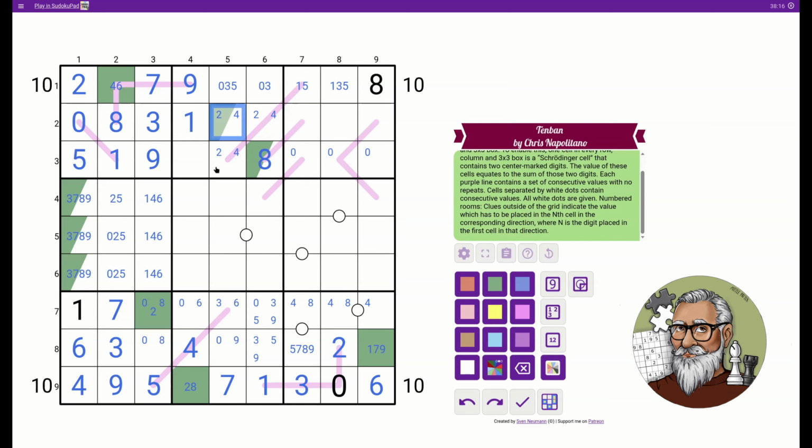I just realized that I've made a mistake. Okay. I said that these are 4 and 2, but it's not true. It's these that are 4 and 2. See this? So this could be 8, 4 or 8, 2.